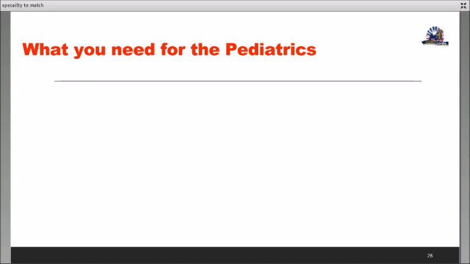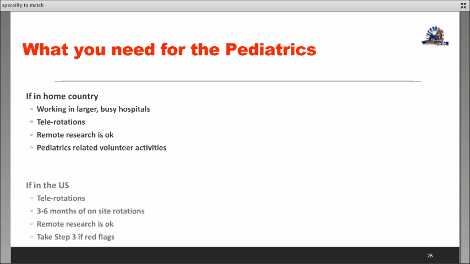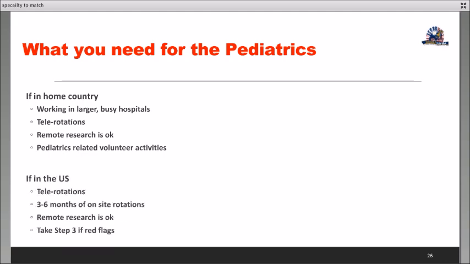And how can you improve your profile for pediatrics? Well, working like in IM in larger busy hospitals, remote research may still be okay. Pediatrics related volunteer activities, there are a lot of opportunities in your home countries for peds related volunteer activities, so do that. And if you are in your home country, tele-rotations may be okay. Some of the tele-rotations I've seen are very, very powerful. So take a look at those. If you are in the US, on-site rotations will help. Like in IM, step 3, if you have red flags, and remote research may still be okay. Tele-rotations, if you cannot do on-site rotations, may just be okay.